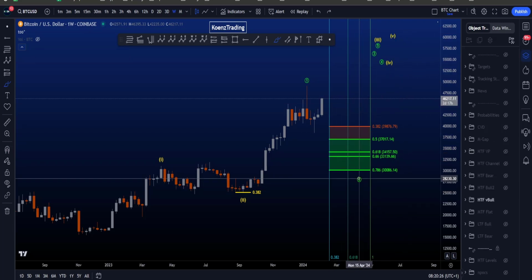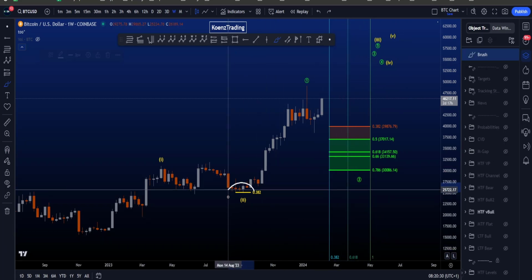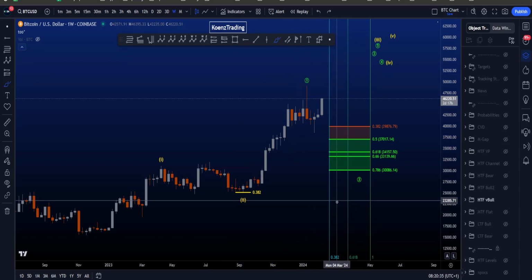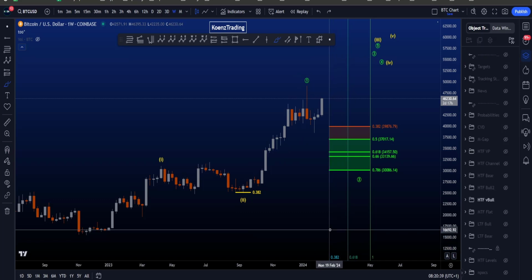And also, this wave 2 preferably ends after the 0.382 fib time, taken from the low to the high over here. It is very uncommon for a wave 2 to end before the 0.382 fib time, which is sitting on the 19th of February 2024.